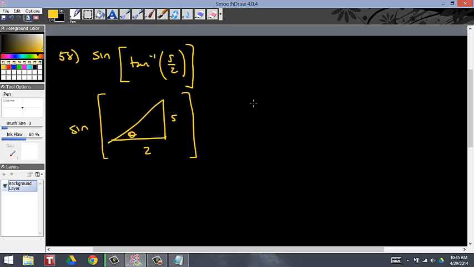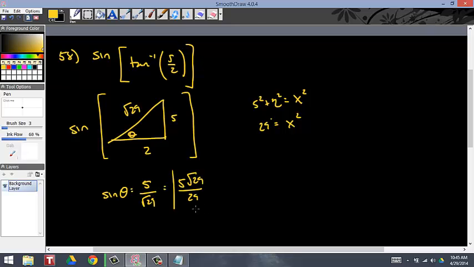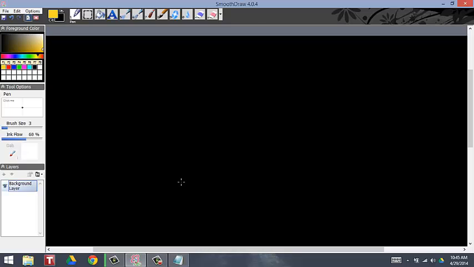So, 5 squared plus 2 squared equals x squared. So that's 25 plus 4, so 29. 29 equals x squared. So this is rad 29. Sine of theta is going to be, in this problem, opposite over hypotenuse, which is 5 rad 29/29. And you're done. Alright? So that's your inverse trig function problems right there.